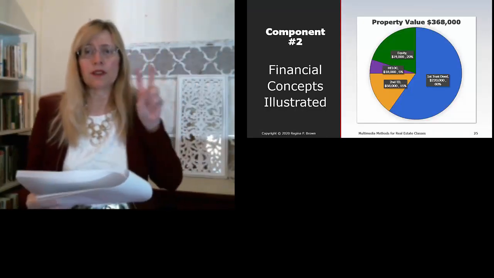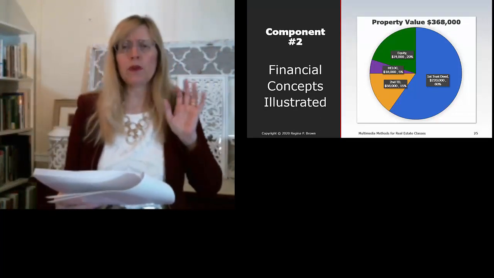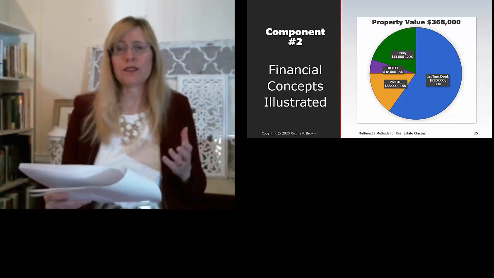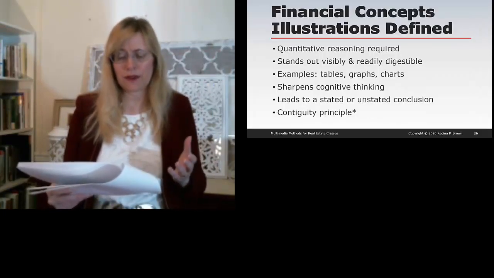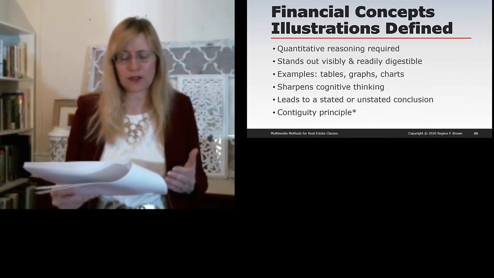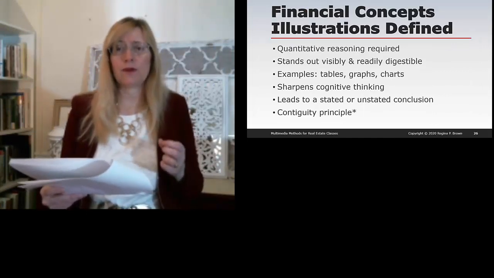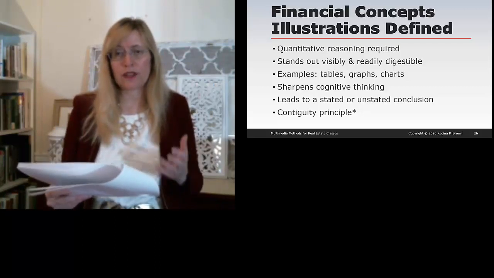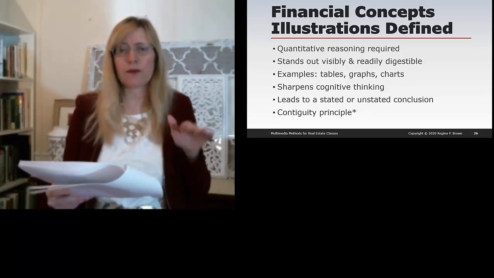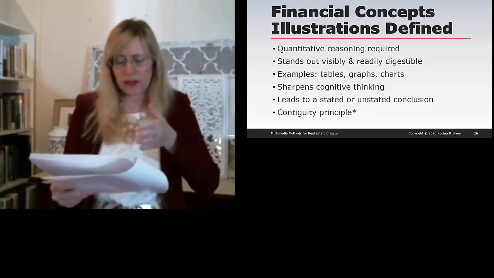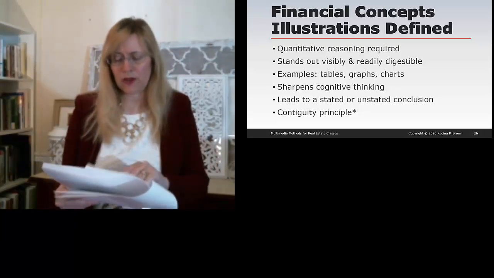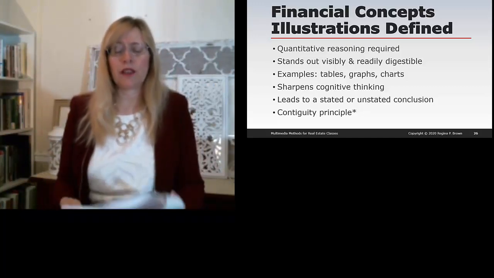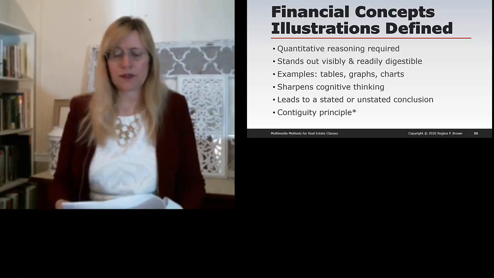Let's move on to the second component, which is financial concepts illustrated. Financial concept illustrations are defined as graphics and graphs that demonstrate concepts requiring quantitative reasoning. The most common types are tables, charts, and graphs. Tables have rows and columns that contain numerical figures. Graphs refers to bar charts, pie charts, line charts, and other types of graphs.